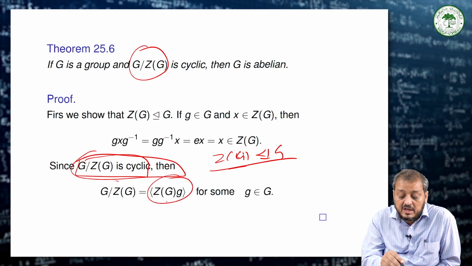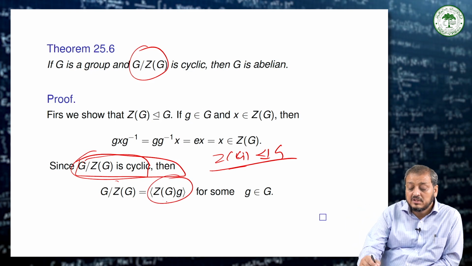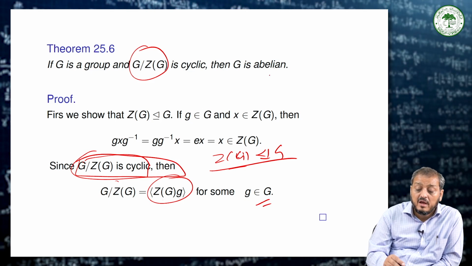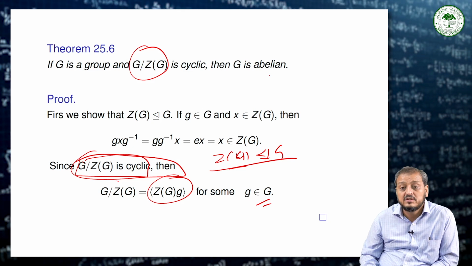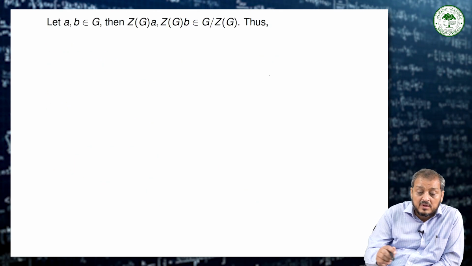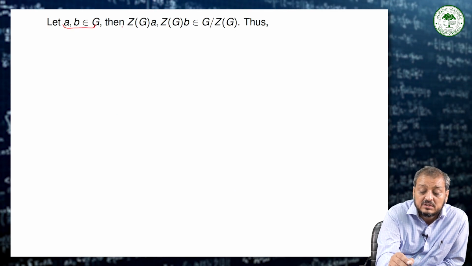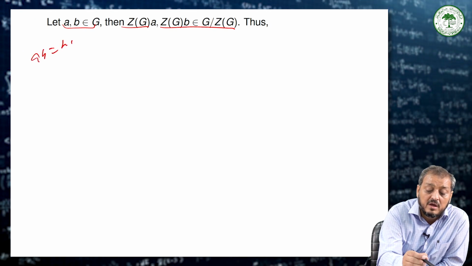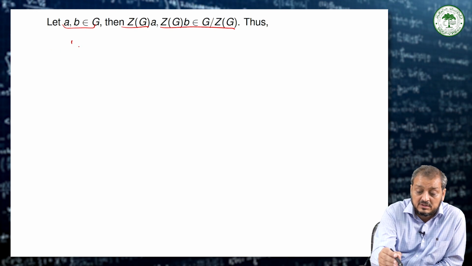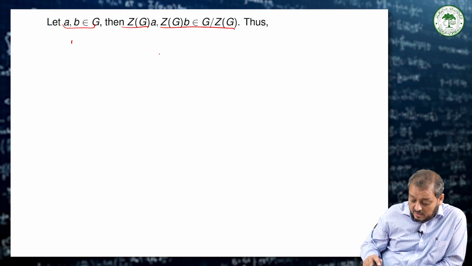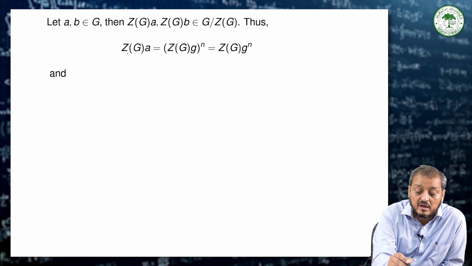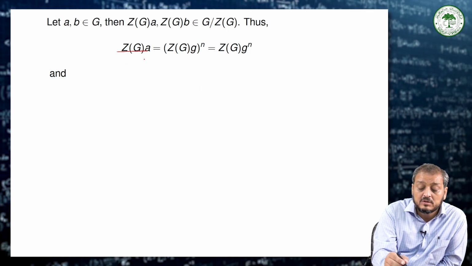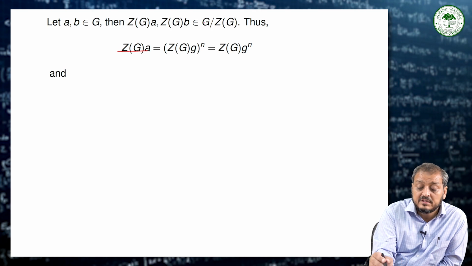the element Z(G)g for some g in G. So we have to show that G is abelian, which means we take any two elements of G and show that ab is equal to ba. So a and b are elements of G, then Z(G)a and Z(G)b are elements of G/Z(G). Now we have to show that ab is equal to ba.